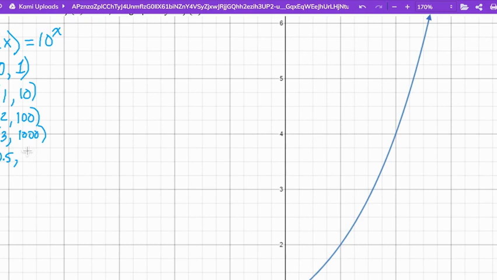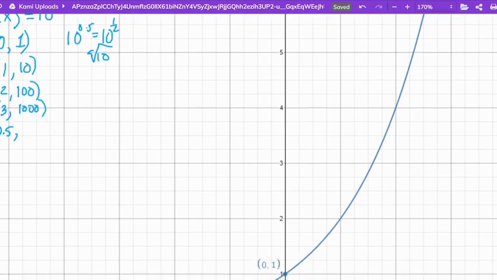And why did I say square root? Because 10 to the power of 0.5 is the same thing as 10 to the power of 1/2, which is the same thing as? Interesting. So when x is 0.5, give me one decimal place. 3.1. 3.2, don't forget to round. Thank you.